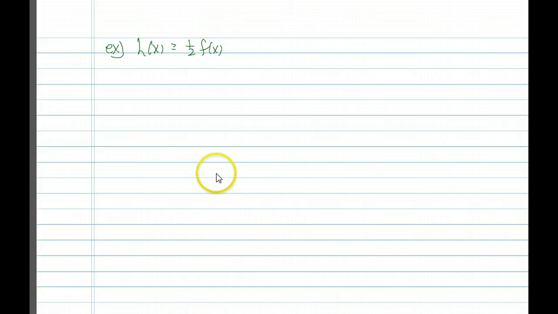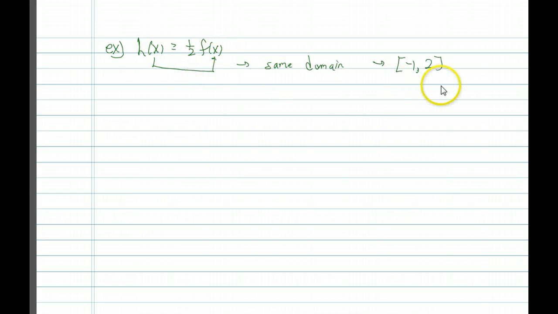Coming back to our scratch paper, let's look at that second function in that example, which was h of x defined by the formula 1/2 times f of x. Again, we want to answer the two questions: what's the domain, and what's the range? And then we'll look at the graph. The domain, again, is going to be the same. You're only allowed to plug numbers into h if you can plug them into f, and therefore it has the same domain, -1 to 2.